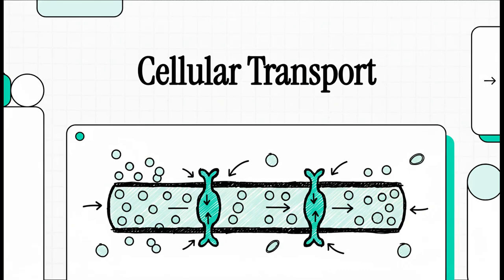All right, let's dive into one of the most incredible processes in all of biology, how a cell moves things around. We're talking about how it gets food in and takes the trash out. It might sound basic, but this constant, perfectly controlled traffic is literally what makes life possible.